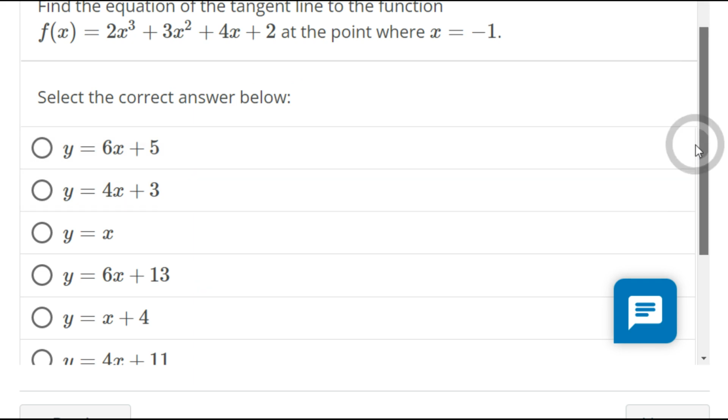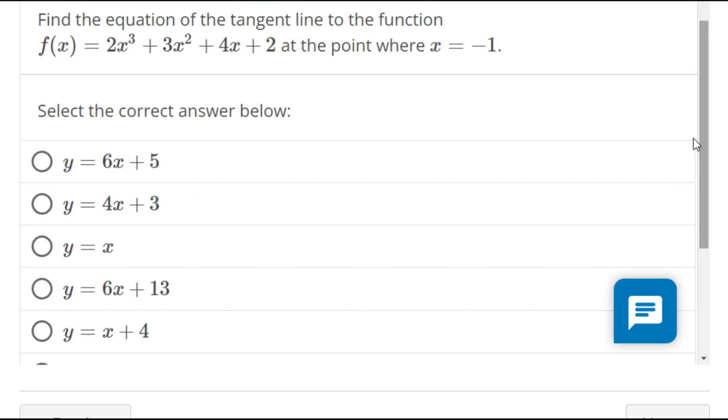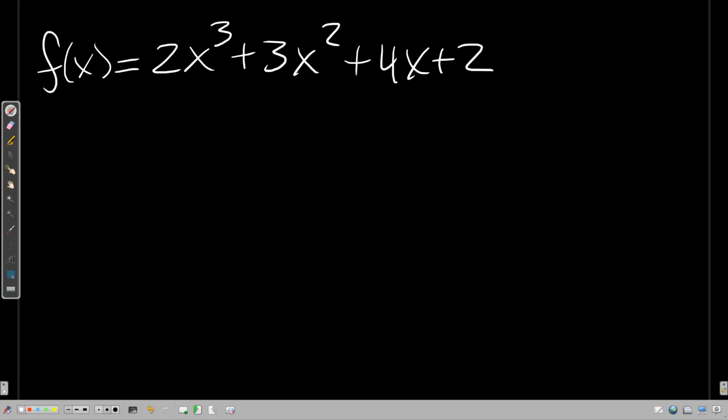Find the equation of the tangent line to the function at the point where x is minus 1. All right. Let me write down our function. It is 2x cubed plus 3x squared plus 4x plus 2. Come on, y'all. They could have said like plus 5. Oh well. And they want to know what's happening when x is minus 1.